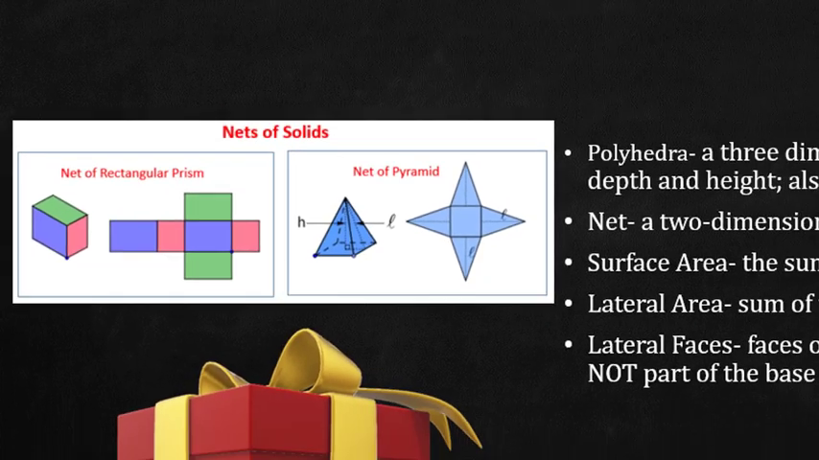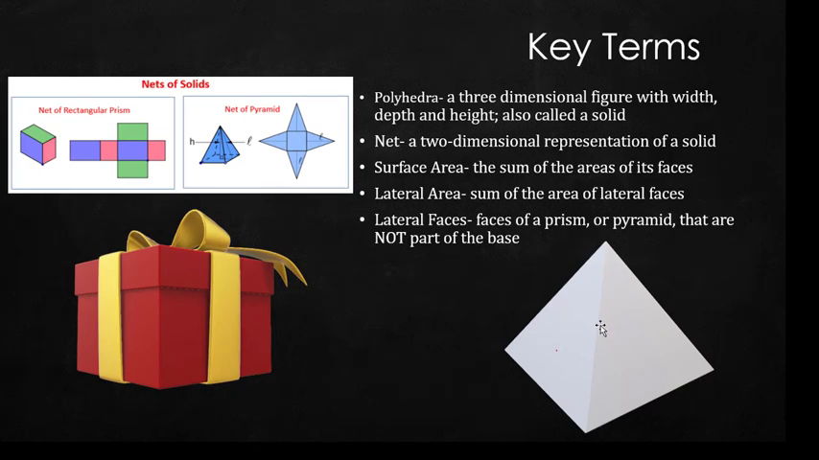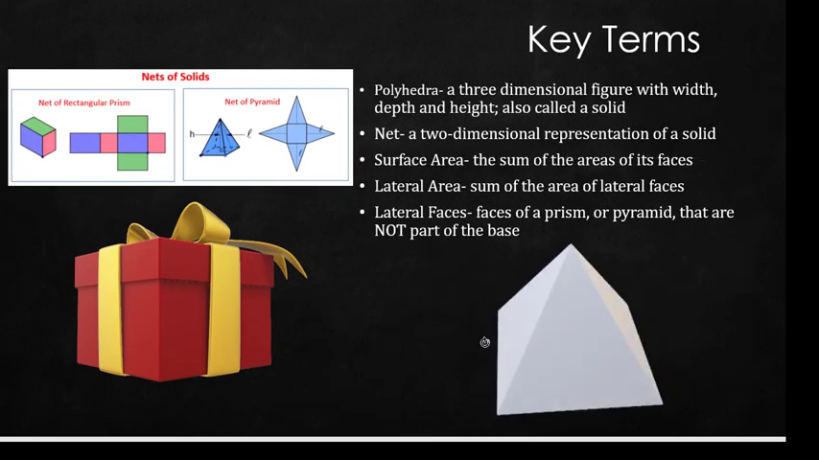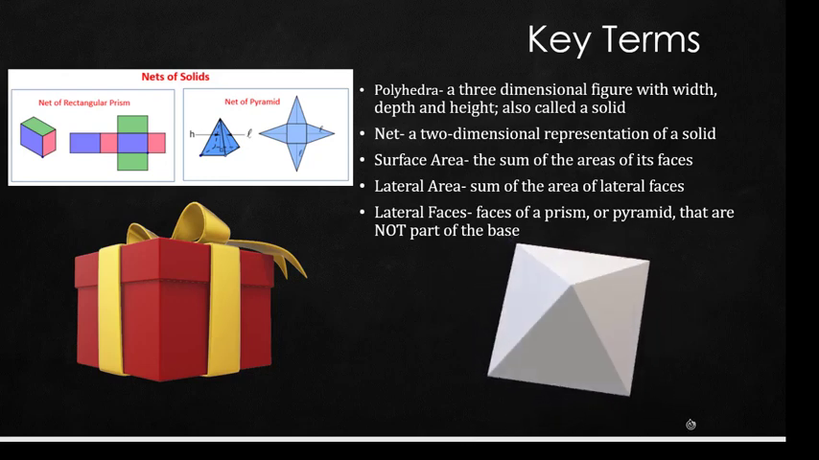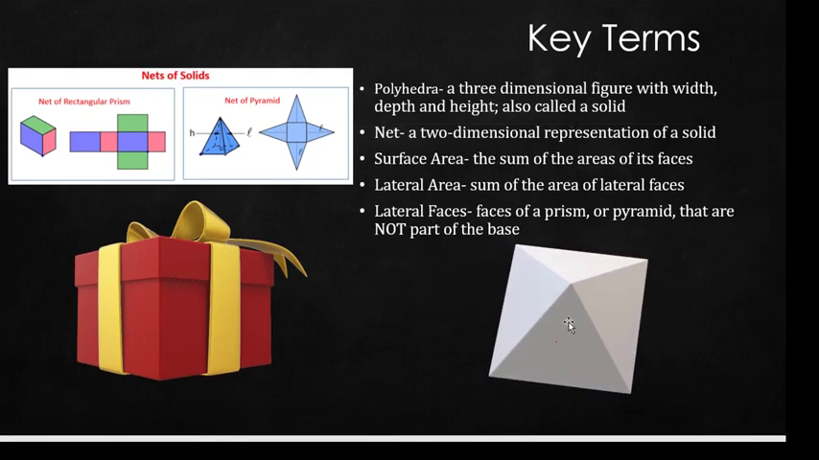Now, the lateral faces would all be the triangles. It would not include the base. So all of those faces would be the lateral faces, and that would be the lateral area if you found the area of those.